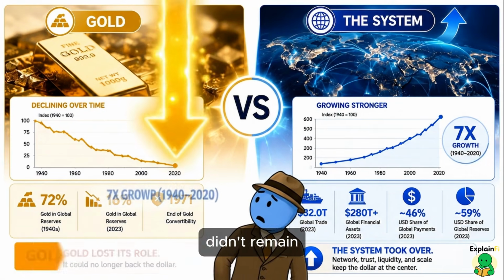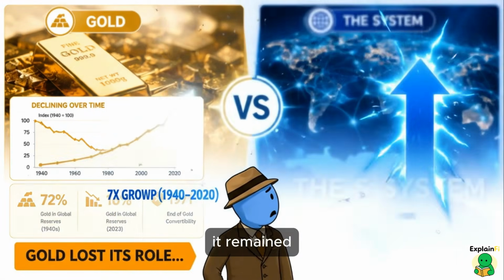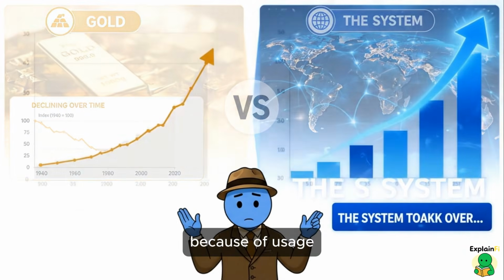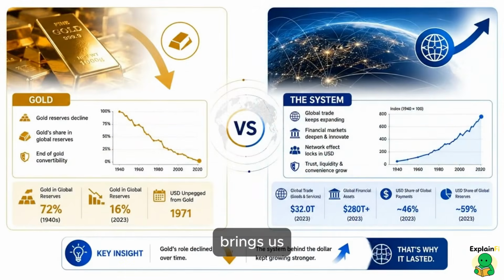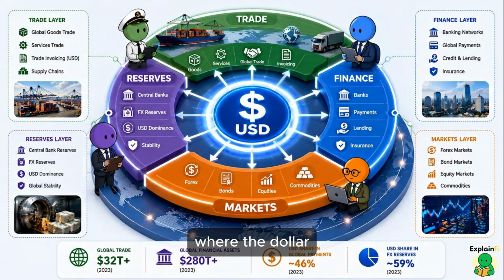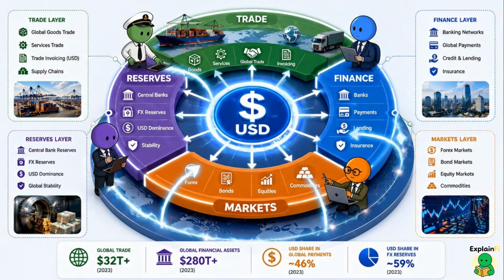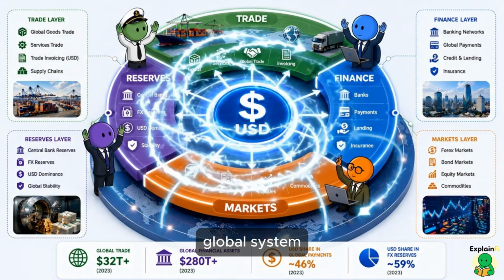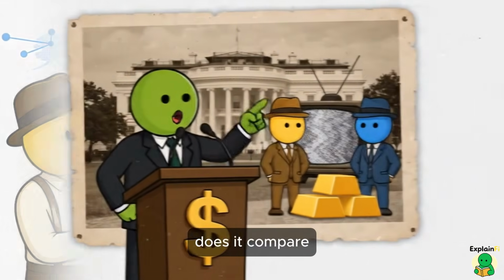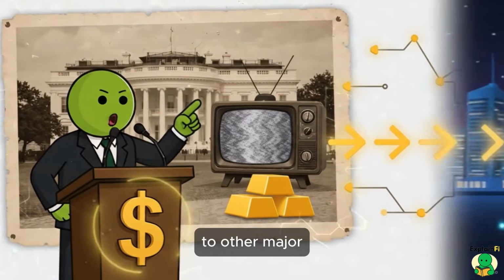The dollar didn't remain global because of gold. It remained global because of usage. And this brings us to the present, where the dollar continues to play a major role in an even more complex global system. But how does it compare to other major currencies today?